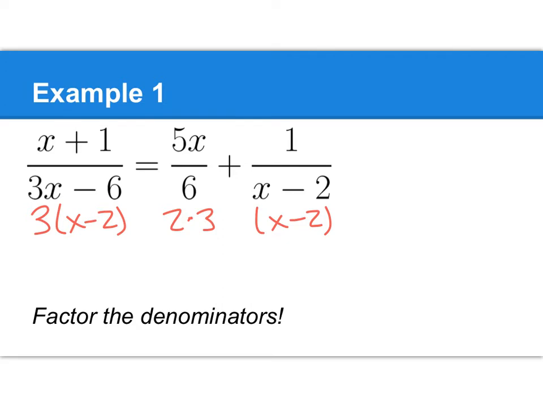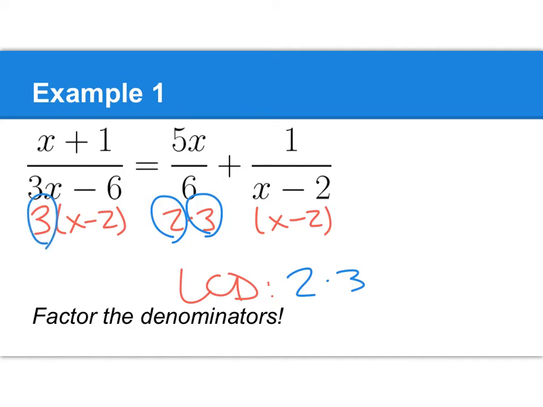So the least common denominator will have to include the 2. It will have to include the 3, but good news, that also takes care of the 3 that we have here. And it also needs to include the x minus 2 binomial that appears on the left-hand side and in one of the denominators on the right. So our least common denominator is 2 times 3 times x minus 2, and yeah, you could call it 6 times the quantity x minus 2 if you want. There's some benefits to not doing so at this time.